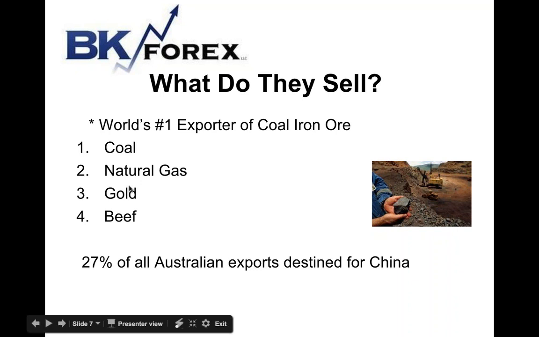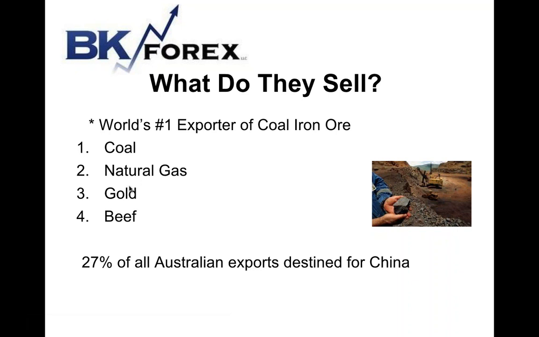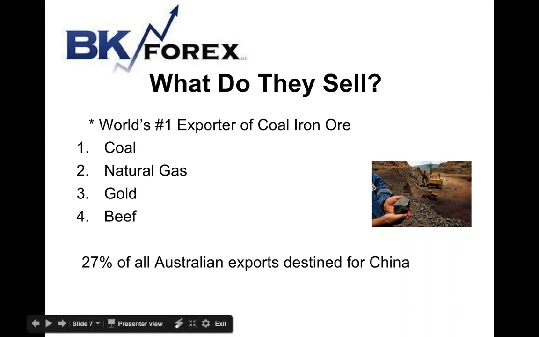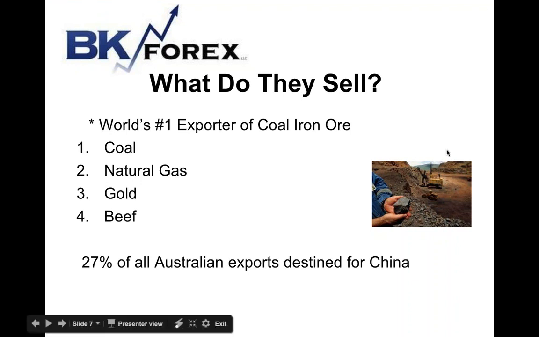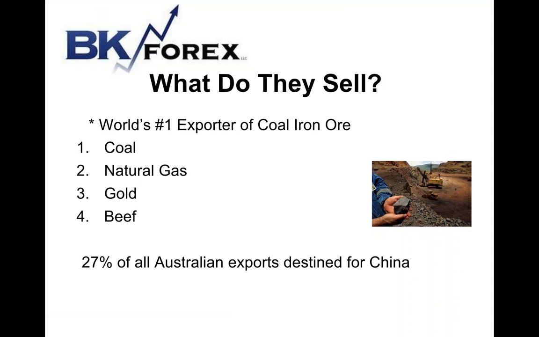Even gold, which is really sort of a non-entity commodity. It's a non-economic commodity because really who cares about gold from an economic point of view, but it does have value as a precious metal, and a little bit of beef. But literally more than a quarter of all Australian exports go to China. That is the relationship you need to understand when you're looking at Australia as a partner and as a connection to that particular part of the world.